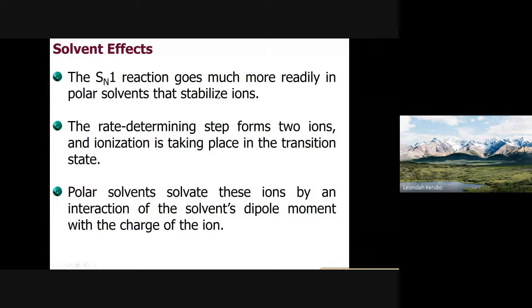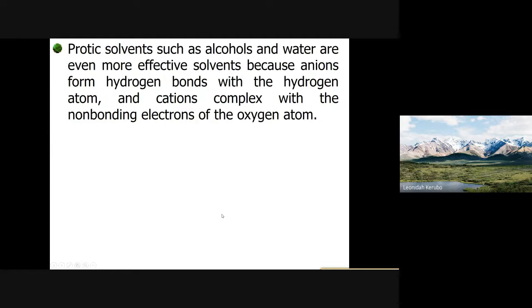Today we are going to discuss solvent effects on SN1 reactions. The SN1 reaction goes much more readily in polar solvents that stabilize ions. The rate determining step forms two ions, and ionization is taking place in the transition state. Polar solvents solvate these ions by an interaction of the solvent's dipole moment with the charge of the ion. Protic solvents such as alcohols and water are even more effective solvents because anions form hydrogen bonds with the halogen atom and cations complex with the non-bonding electrons of the oxygen atom.